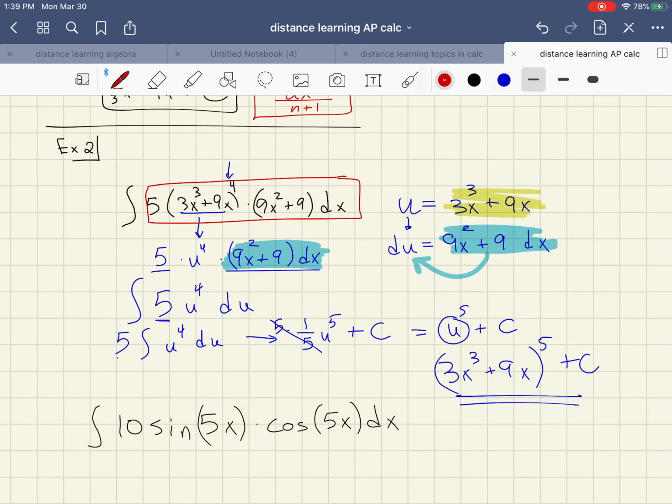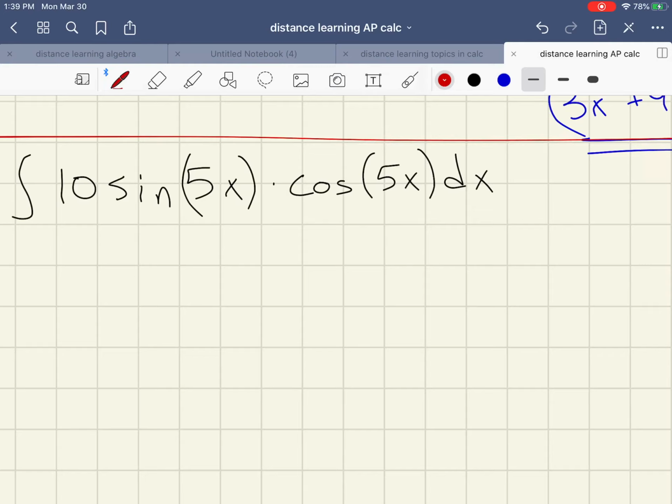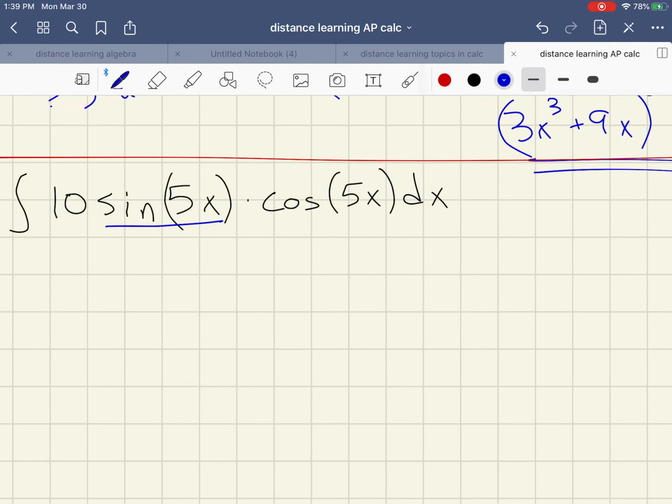Sometimes the u is not as obvious. So what I'm looking for is something that has a derivative in here. So I know that the sine of 5x would have a derivative. I'd have to use chain rule, but I could do u equals the sine of 5x. The derivative of u would be cosine 5x times 5.